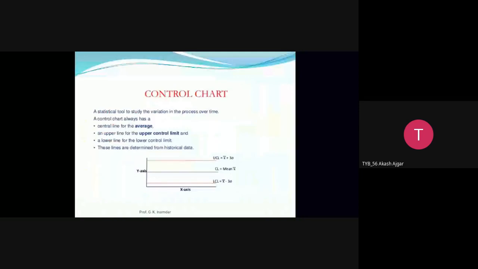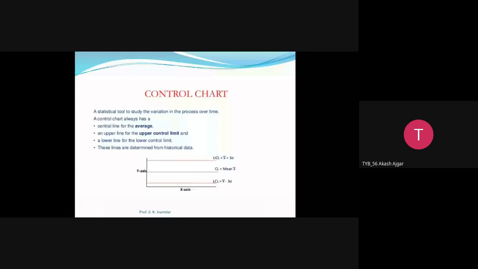So next is the control chart. Basically, you can see a graph below, with the x-axis and y-axis belonging to some values. We have taken some values, and on that graph we have given a lower control limit and an upper control limit, and a mean. The lower control limit is x bar minus 3 sigma, and the upper control limit is x bar plus 3 sigma. The mean of the values in the table will be x bar.